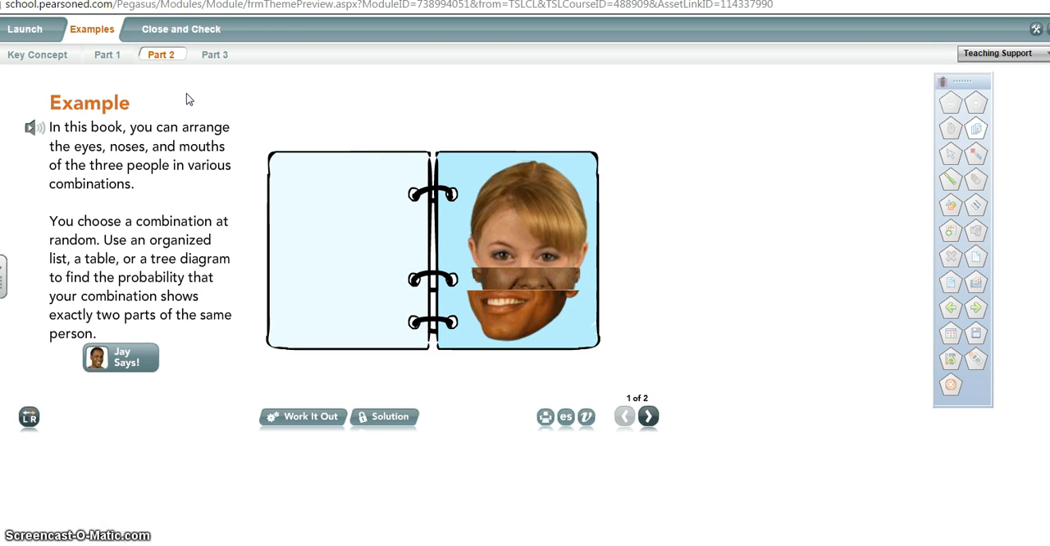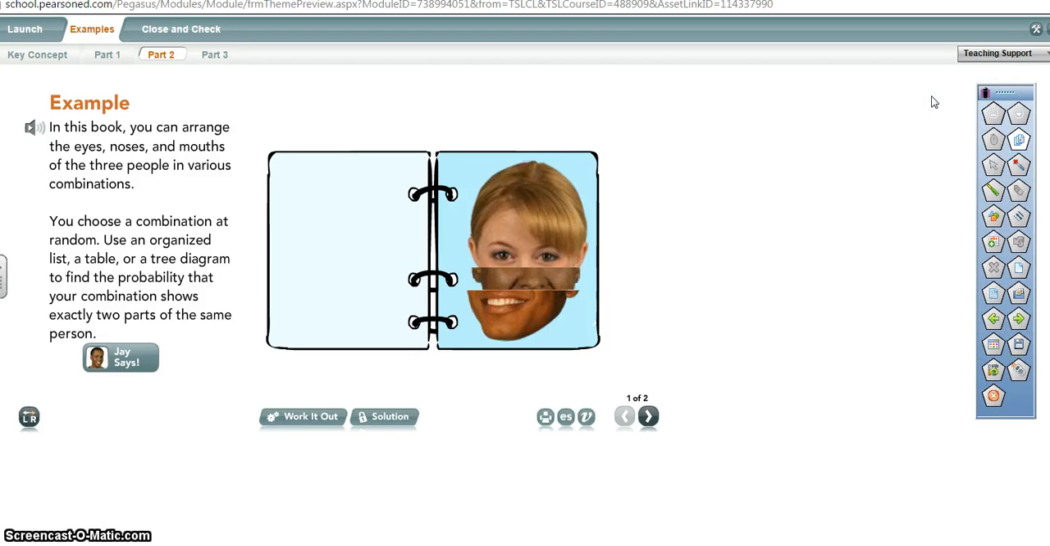Okay, in this book, you can arrange the eyes, nose, and mouths of the 3 people in various combinations. You choose a combination at random. Use an organized list, a table, or a tree diagram to find the probability that your combination shows exactly 2 parts of the same person.